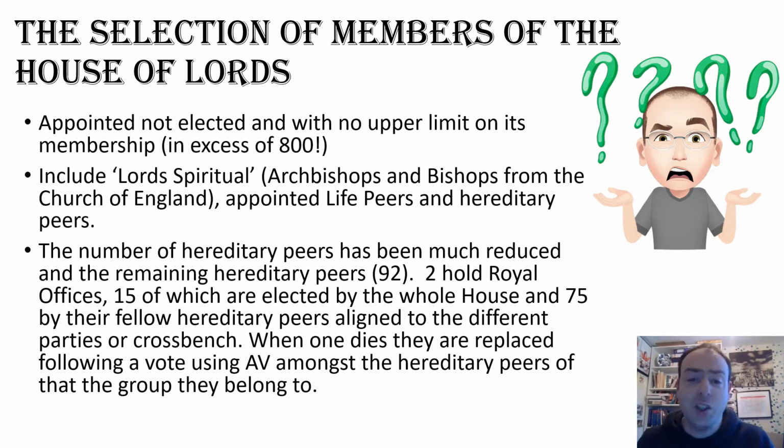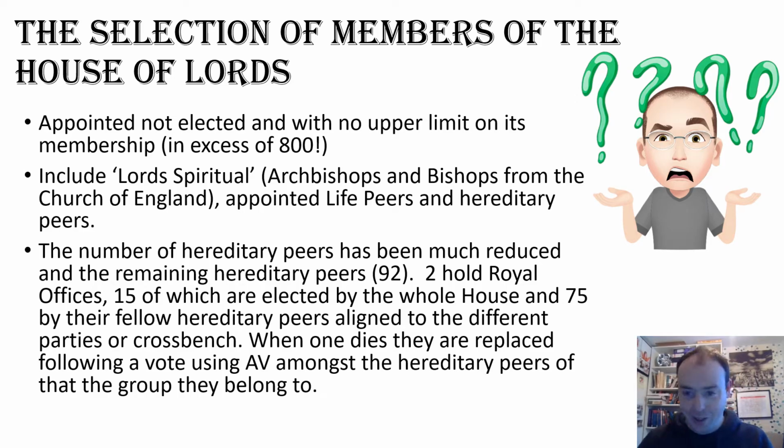So there are three major types of Lord. There are the Lords Spiritual, which are the archbishops and bishops from the Church of England. There are appointed life peers and there are hereditary peers. Now, steps have been made to get rid of hereditary peers, and a hereditary peer is when essentially a title runs through your family, passed on from father to son through generations.